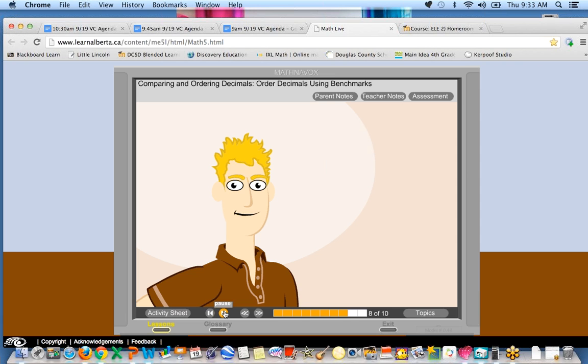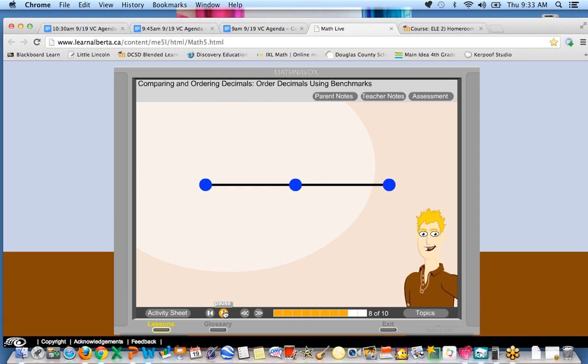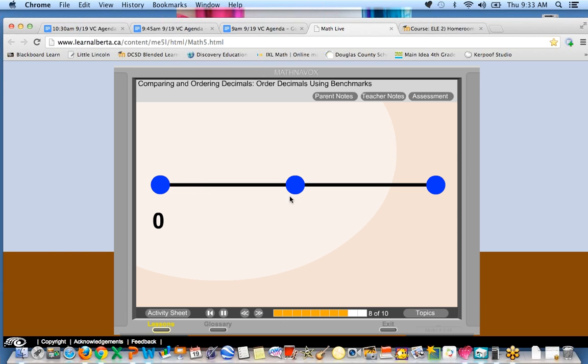We are ready to put a group of decimal numbers in correct order on a number line. Yes, we are. An excellent way to do that is to use benchmark numbers. A benchmark number is a number that is familiar and easily recognized. For example, on this number line, we label the first point as 0, the second point as 0.5, and the last point as 1.0. These numbers can all be called benchmark numbers.